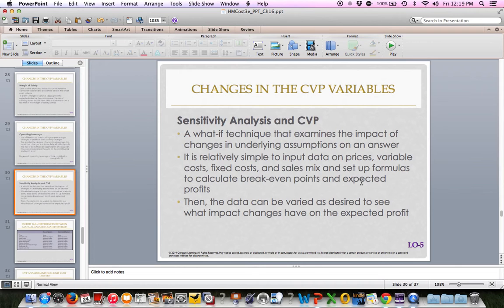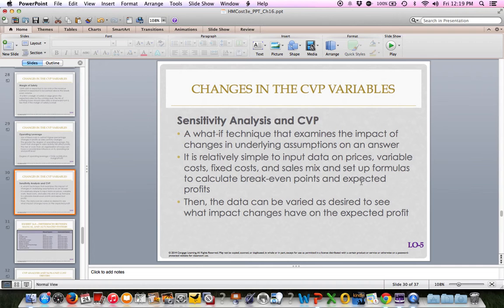So that's part of it too. If I can somehow change that relationship between cost, volume, and profit, primarily by adjusting sales mixes, my fixed cost, my variable cost, how will that change my break-even point? How will that change my expected profits? That's the other thing you can do with sensitivity analysis. So you can kind of figure that out.